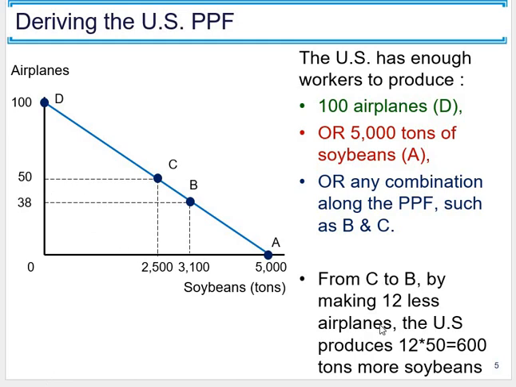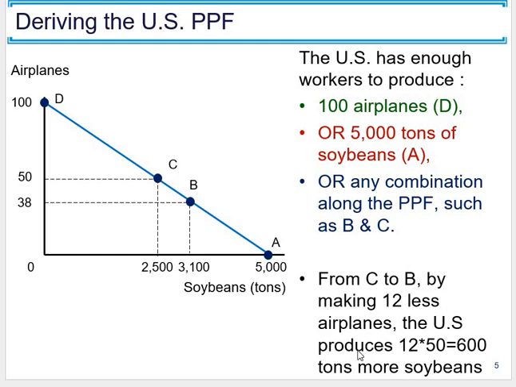So when we are reducing 12 units of airplane production, how many more soybeans could we produce with the workers switching from airplanes to soybean production? It is 12 times 50, which equals 600 tons more soybeans. And if we add the 600 to 2,500, we get 3,100 tons of soybeans. So that's point B.